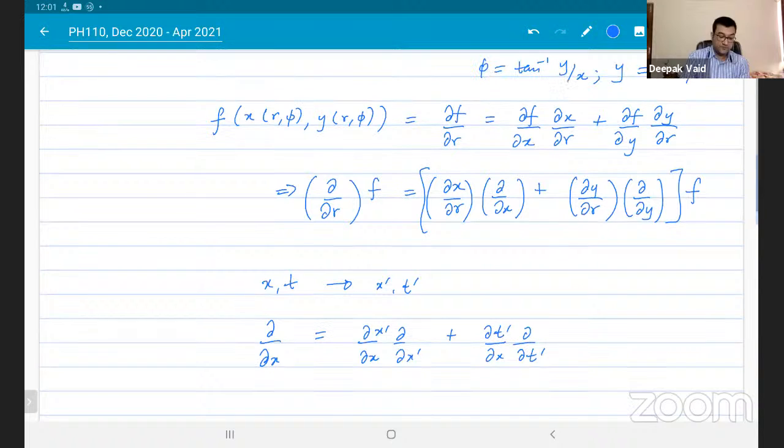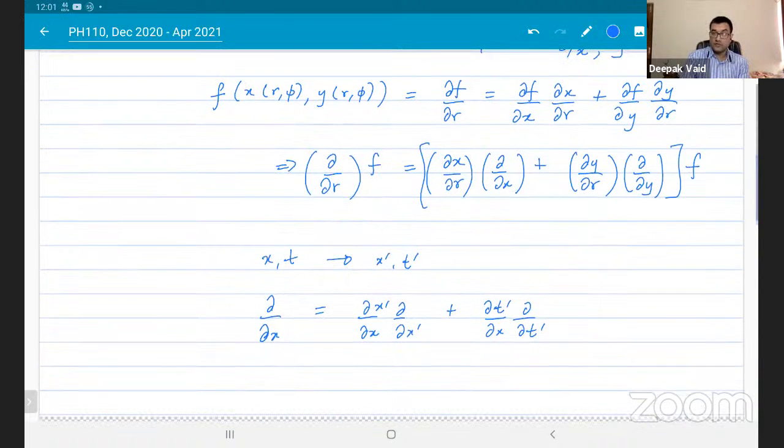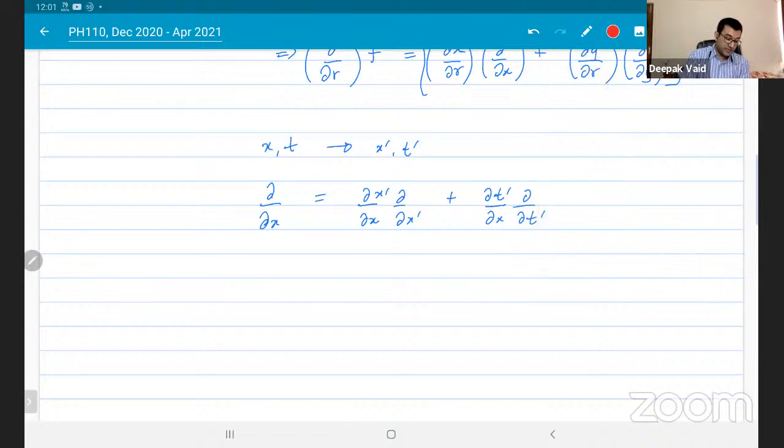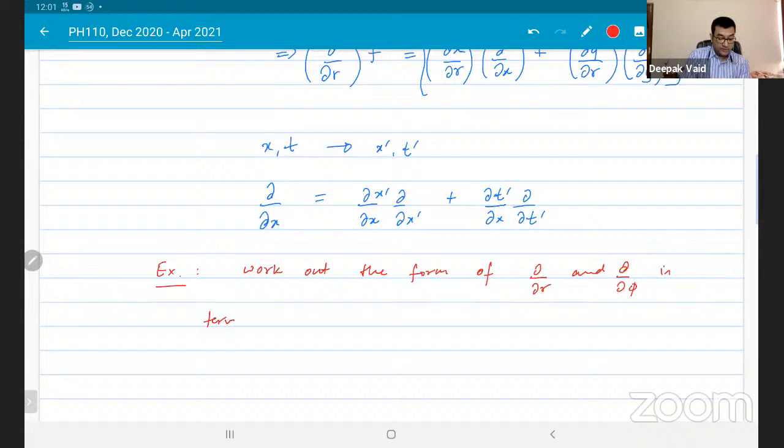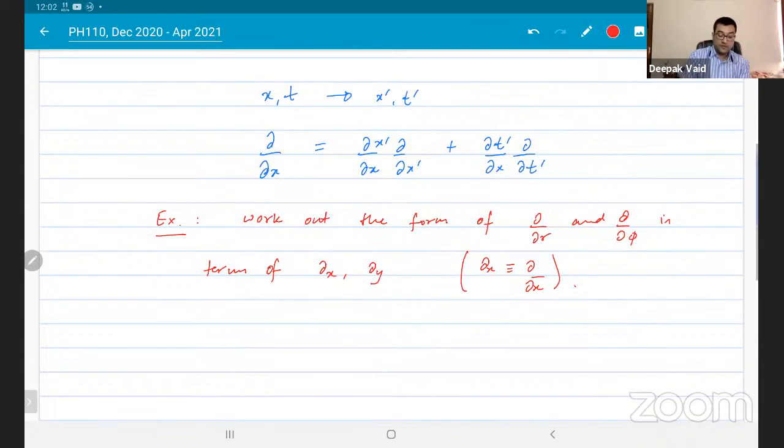I don't know if you have to sit down and work this out for yourself, right? So I'll give you another exercise for this purpose, which is that work out the form of d by dr and d by d phi in terms of, so you can just write dou x, that means dou by dou x. This is just a shorthand notation, okay? Now this is easy. This is just the first part.